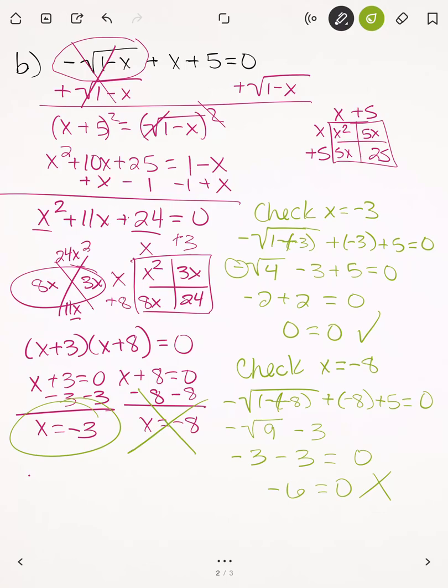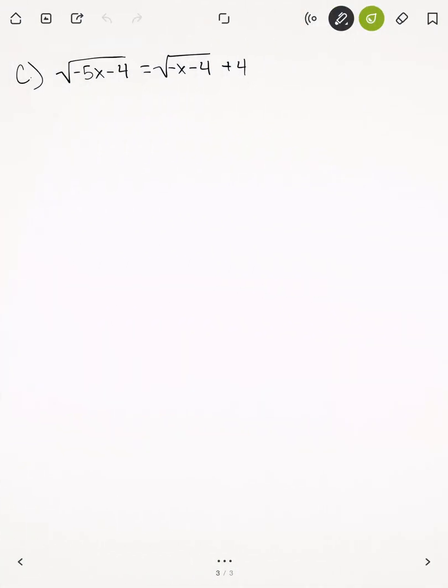Okay, now our next one's going to be super challenging but super fun at the same time. So here we go. We have this fun mess of stuff: the square root of negative 5x minus 4 equals the square root of negative x minus 4, plus 4.